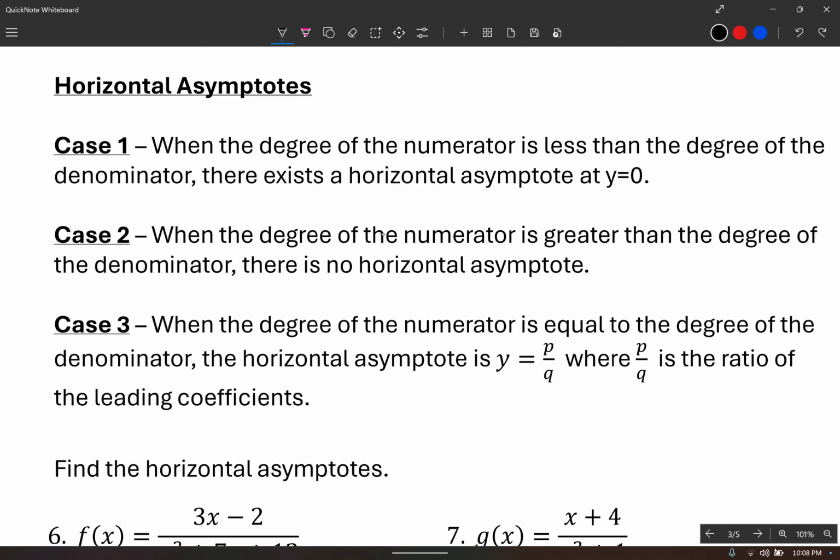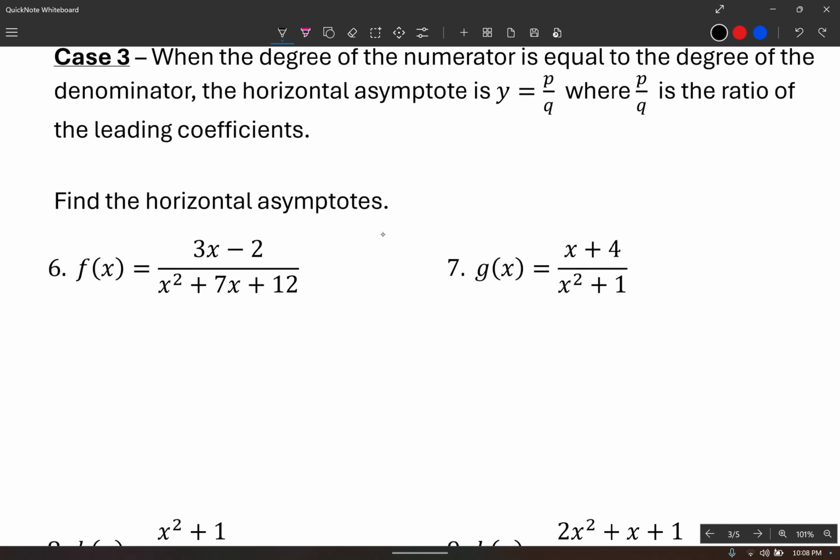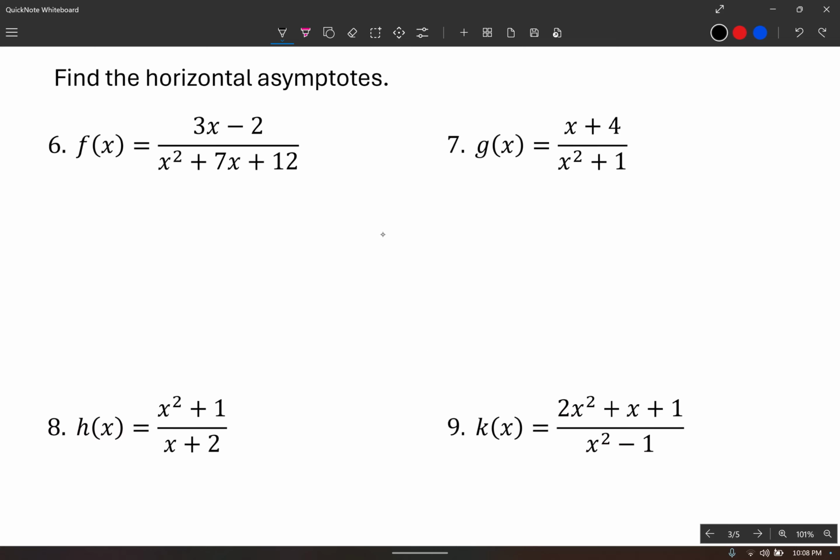If the degree of the numerator is greater than the degree of the denominator, then you don't have a horizontal asymptote at all. So if we are top heavy in the degree area, we don't have one. When the degrees are equal, top and bottom, then we're just going to divide the leading coefficients. So when you're looking at horizontal asymptotes, we're comparing degrees.